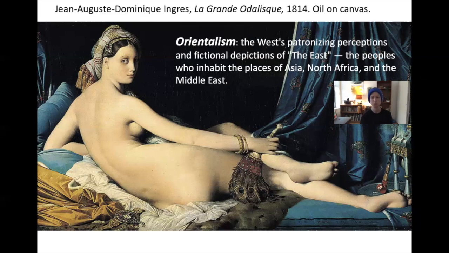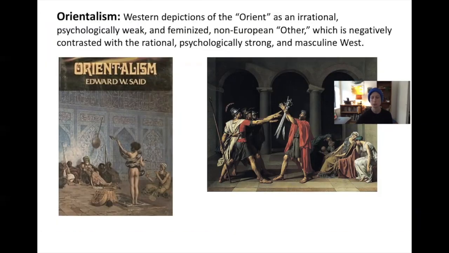And I just want to be careful about that word Orient. It doesn't really mean the Far East in this case. It means more so North Africa. This is something that the post-colonialist theorist Edward Said wrote about in his book on the subject, Orientalism.